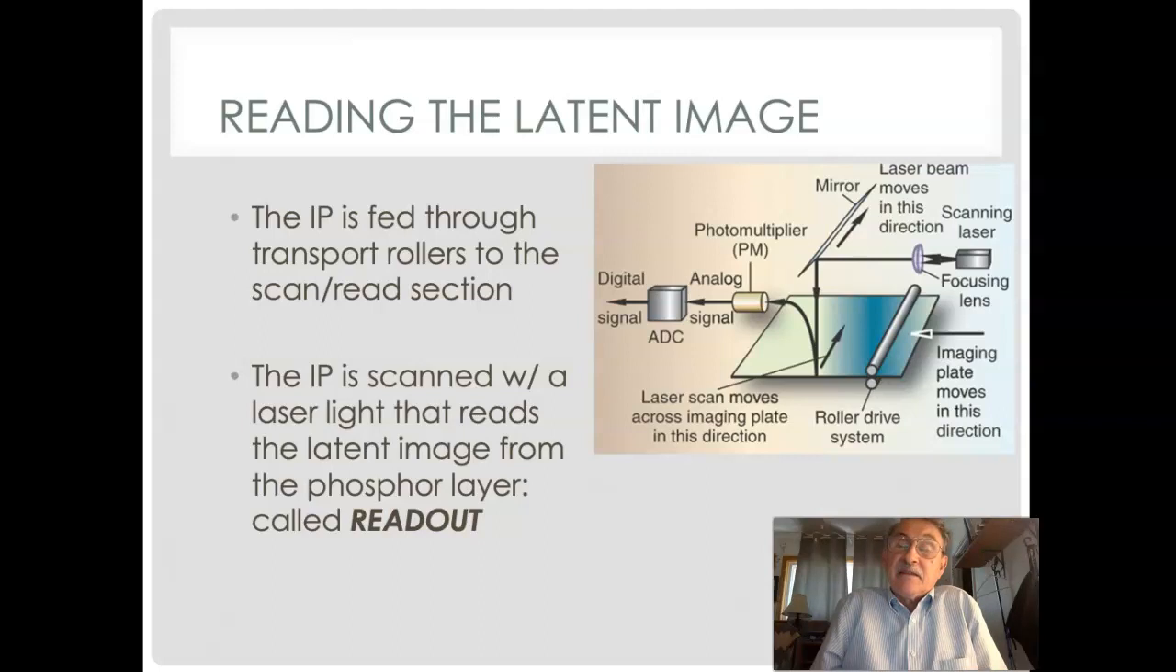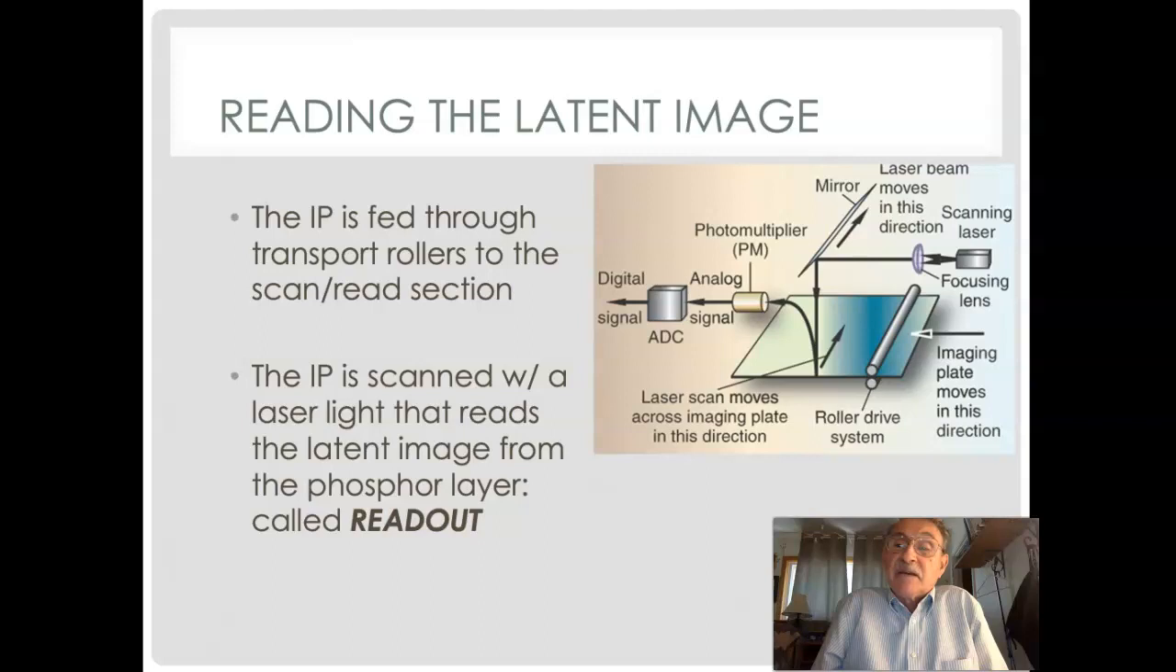Okay, and the action of scanning that individual plate with laser light allows those trapped electrons to be liberated. And as they are liberated, they give off their energy as visible light. And that visible light is captured in a photomultiplier tube. Okay, so let's not go any further yet.